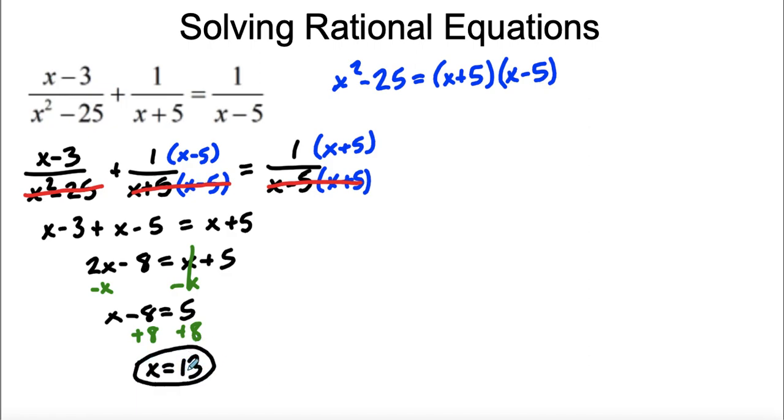Now you always want to check for an extraneous solution. If it gives you a 0 in the denominator, then it's extraneous. But if you look here, I plug in 13, and in any of these denominators, we're good. And x squared minus 25 is x plus 5, x minus 5, so actually if you just try these two, you know you're good. Okay, so number 1 is done.